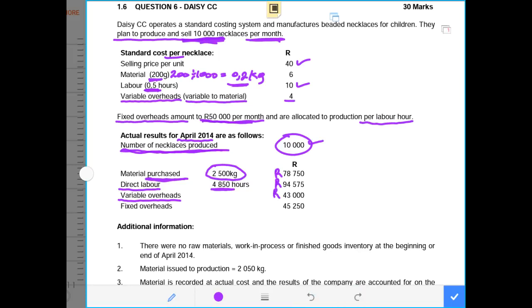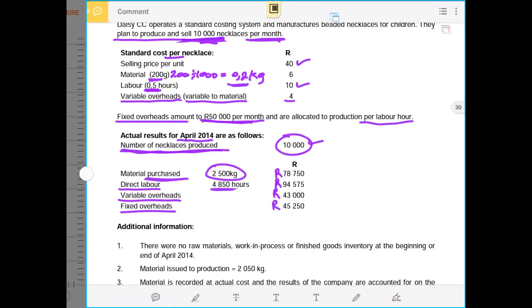So now we have this 43,000 for variable, and our fixed overheads are 45,250. Previously, we had our fixed overheads as 50,000, which was budgeted. So we budgeted to incur fixed cost of 50,000, but we actually incurred 45,250. And we manufactured the same units that we anticipated from the standard information. So now, obviously, when it comes to the fixed overheads expenditure variance, this will be a favorable variance because we actually incurred less fixed costs than we estimated.